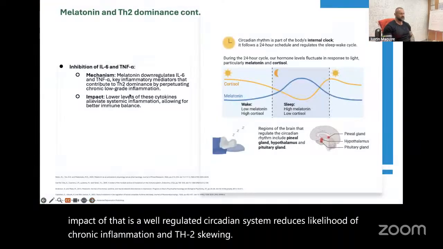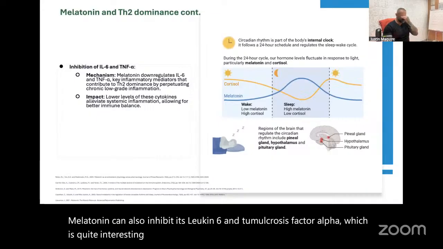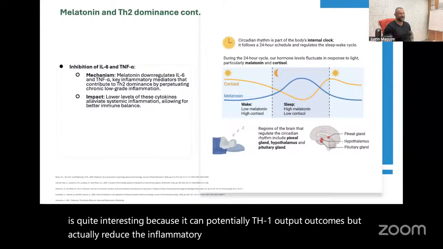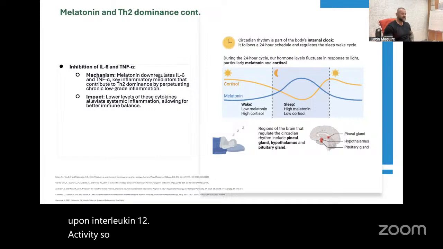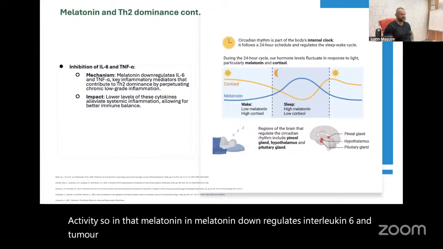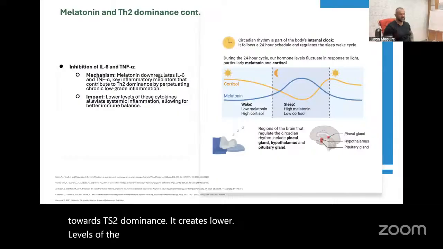Melatonin can also inhibit interleukin-6 and tumor necrosis factor alpha, which is quite interesting because it can potentiate Th1 outcomes, but actually reduce the inflammatory effect of interleukin-6 in its improving upon interleukin-12 activity. So in that, melatonin downregulates interleukin-6 and tumor necrosis factor, both of which are key mediators that contribute towards Th2 dominance. It creates lower levels of these cytokines, reducing systemic inflammation, allowing for better immune balance.